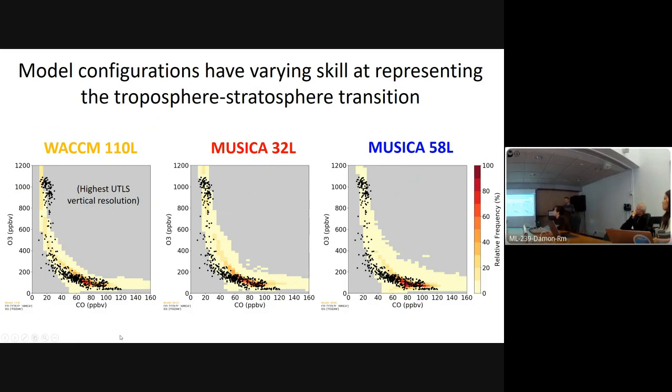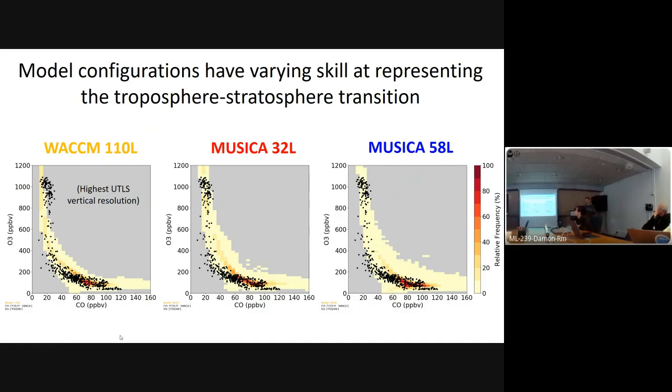The WACCM 110 level tends to do the best job at representing this transition region compared to the two MUSICA runs. Our leading theory for that at this moment is that the higher vertical resolution in the UTLS prevents this process from being undersampled, as opposed to the MUSICA simulations that are a little bit coarser in that troposphere stratosphere transition.